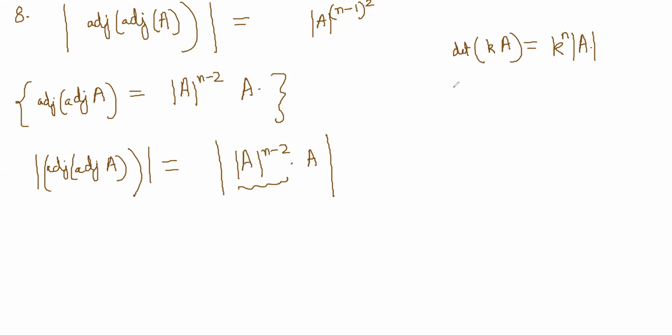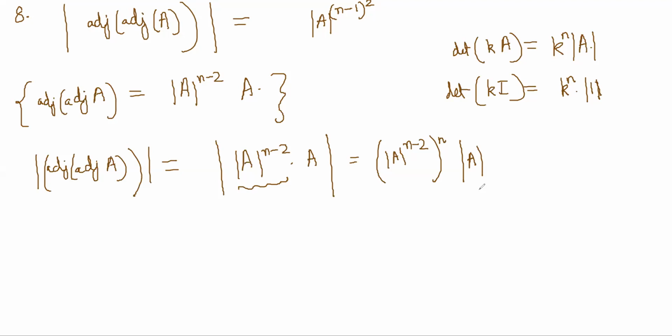Should it be that? I mean, it came in the last question, the last property, right? Same thing, we had done it with I. The mod I had come out as k to the power n mod I, right? So here, if you do this, it should become det of A to the power n minus 2 to the power n or something, into det of A, right? Yes, correct. So this becomes det of A to the power n square minus 2n, and det of A, right?